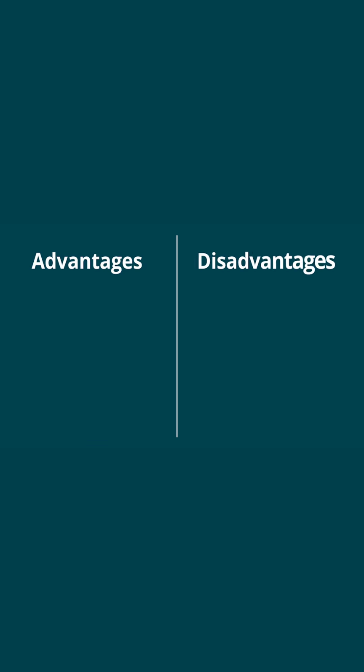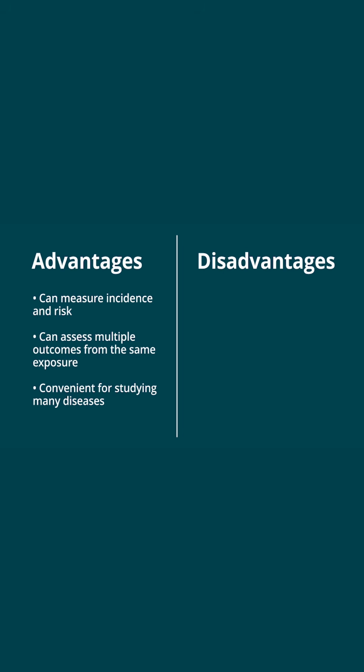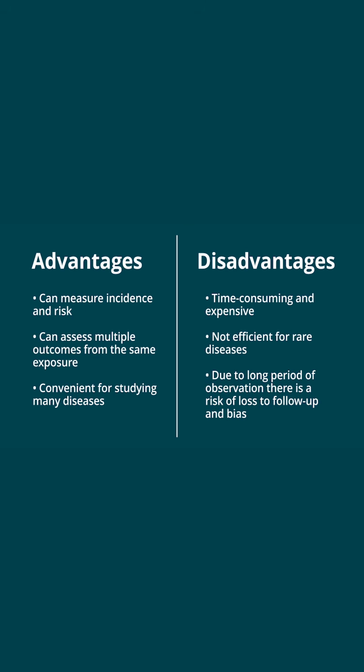In terms of advantages and disadvantages, cohort studies can measure incidence and risk, they can assess multiple outcomes from the same exposure, and they're convenient for studying many diseases. For disadvantages, these studies are time-consuming and expensive, they're not efficient for rare diseases, and due to long periods of observation, there is a risk of loss to follow-up and bias.